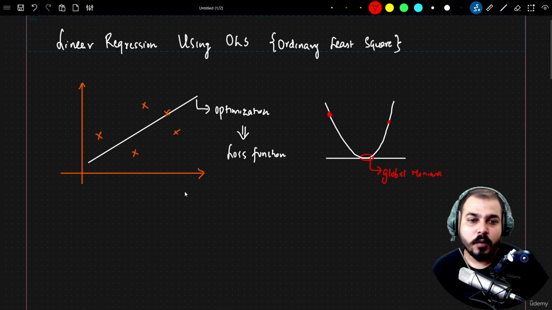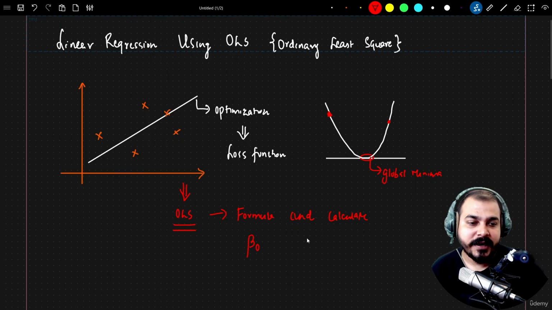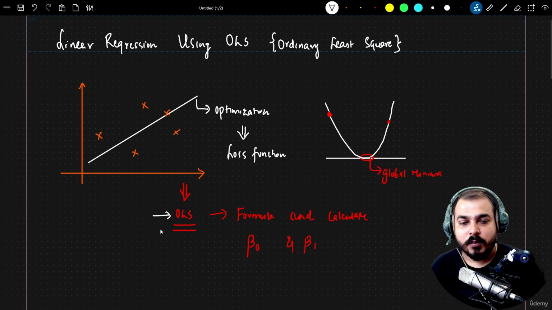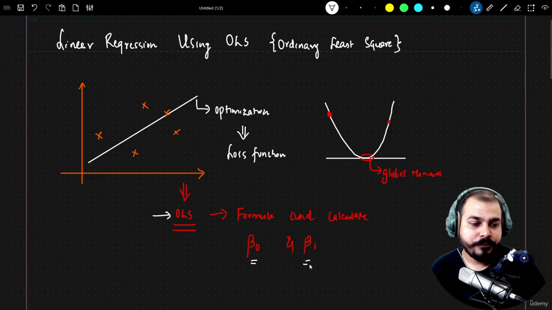Now what does the OLS technique basically say? It says that suppose I have specific data points, can I apply some formula and calculate my beta 0, that is my intercept, and my coefficient, that is beta 1. That is what ordinary least square basically tells us. Now we will see with the help of some formula how we can calculate beta 0 and beta 1. But before I directly tell you the formula, we'll try to derive it by understanding the aim of OLS.